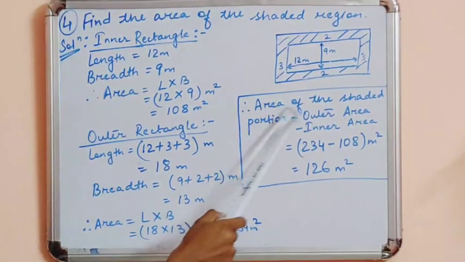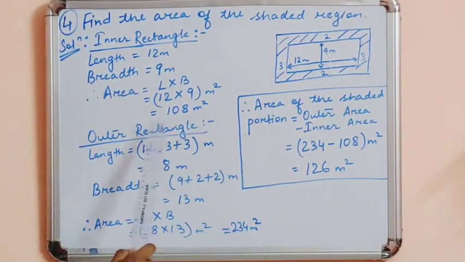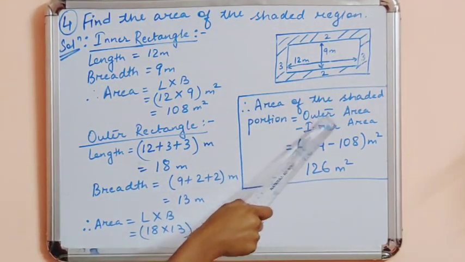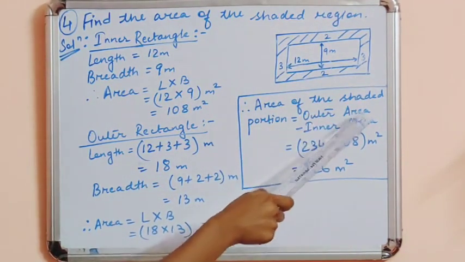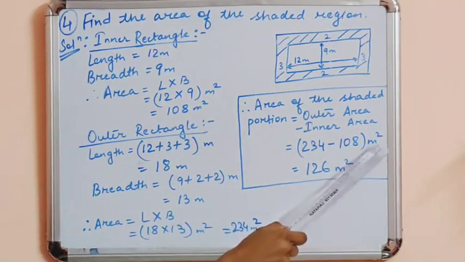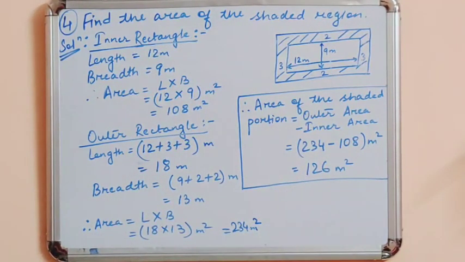Now in order to calculate the area of the shaded portion, we need to subtract the area of inner rectangle from the outer rectangle. So that will be the area of outer area minus the inner area. So this is equal to 234 meters square minus 108 meters square. So this comes to 126 meters square.